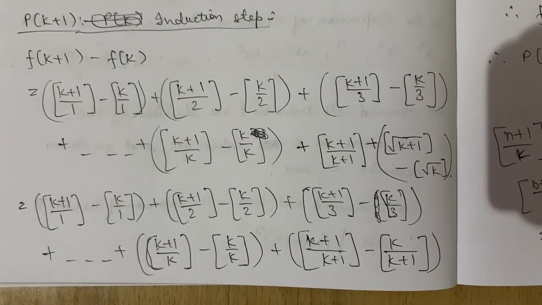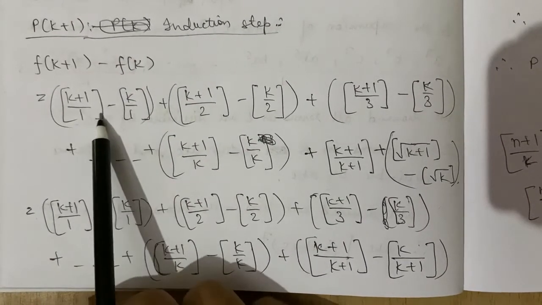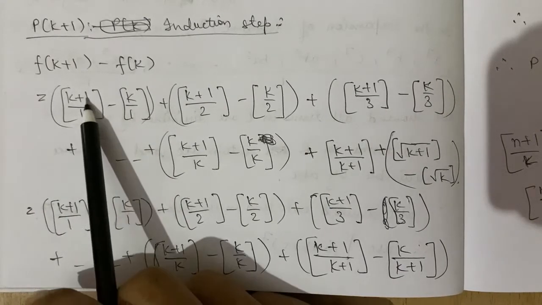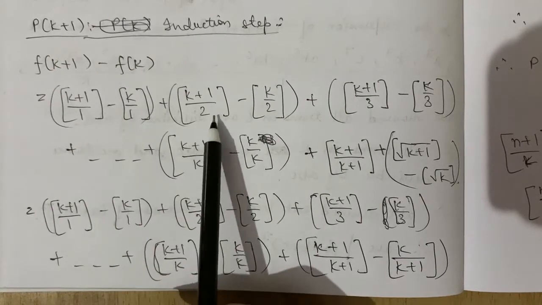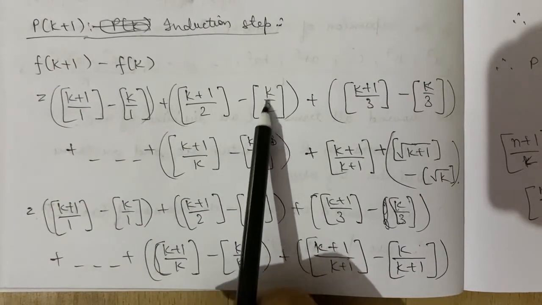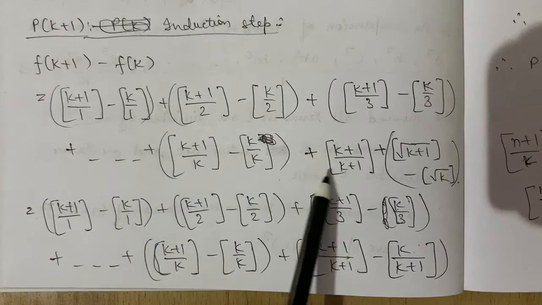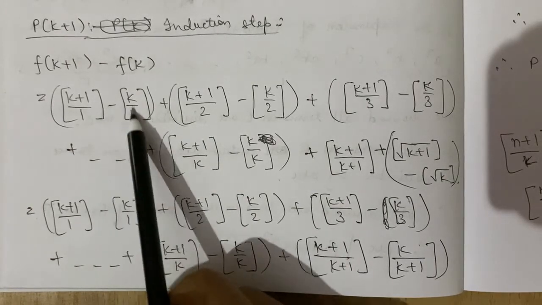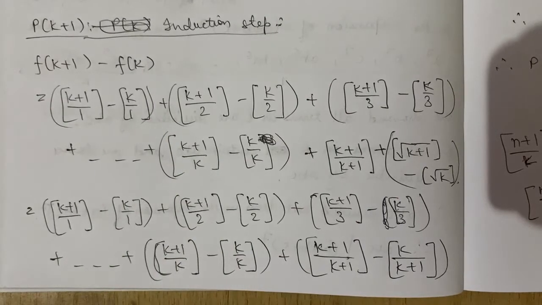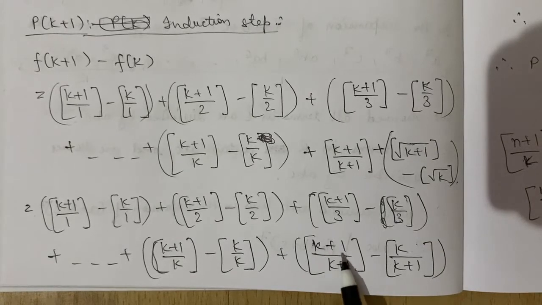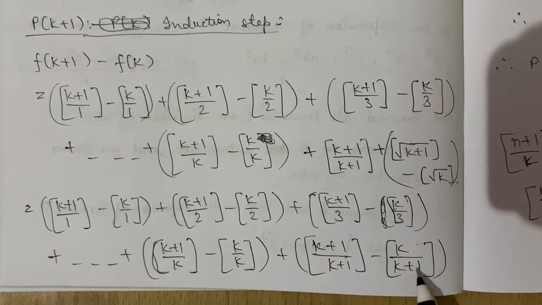So observe that the first term would be 1 if 1 divides k+1 and 0 otherwise. This would be 1 if 2 divides k+1 and 0 otherwise, and so on. So the number of ones in this whole series is equal to the number of divisors of k+1. I also write the last term (k+1)/(k+1) in the form (k+1)/(k+1) minus k/(k+1), because this term is 0, since k is less than k+1, so the greatest integer of k/(k+1) is 0.